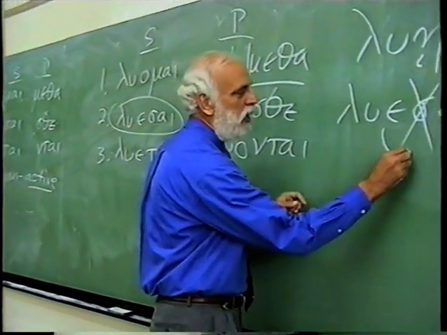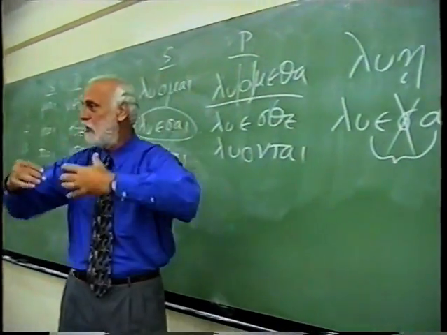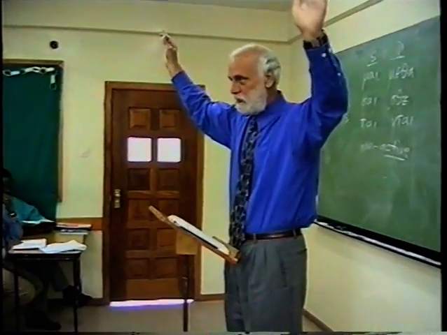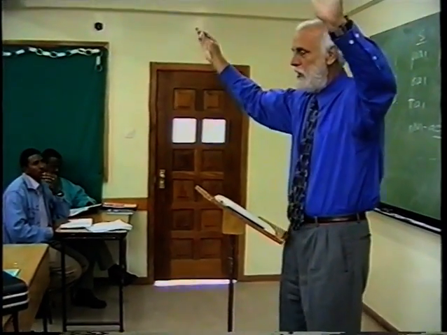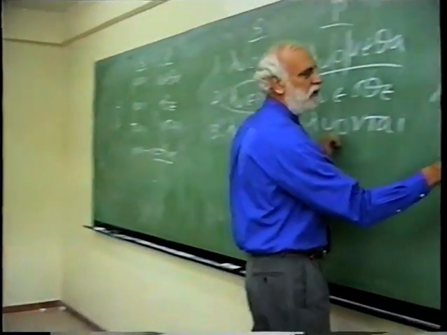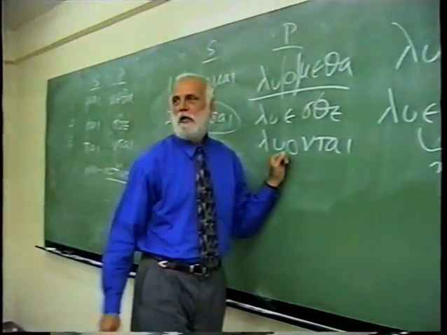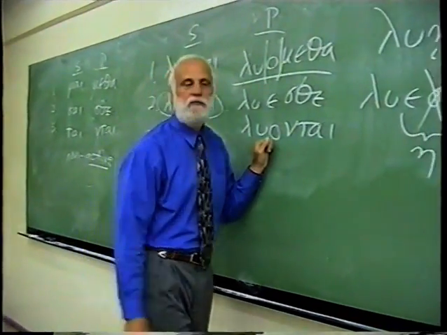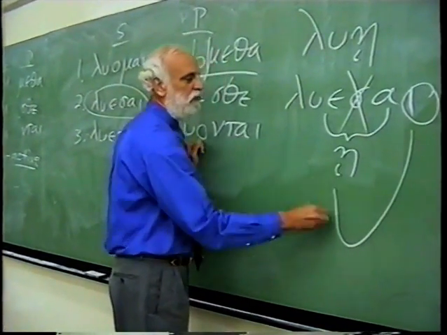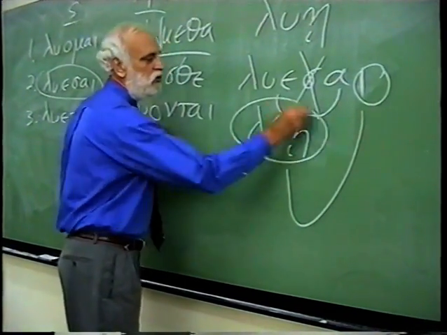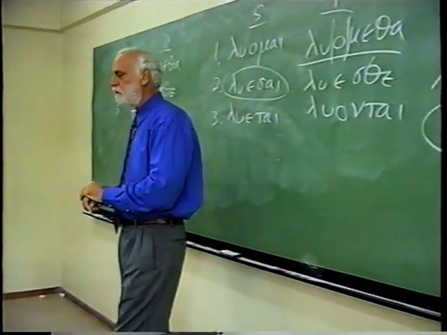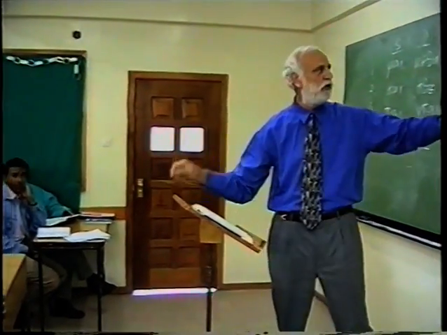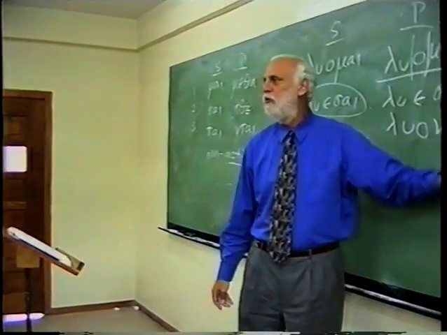Then this epsilon and this alpha combined. That's called contraction. Now, we haven't studied contraction yet. We will get to a whole separate class of verbs called contract verbs. But the epsilon and the alpha combined to form what letter? Eta. And then can anybody tell me what happened to that little iota at the end there? That's right. It dropped underneath the letter and became the iota subscript. Okay? So actually, you will never see luesi. You will always see lue.